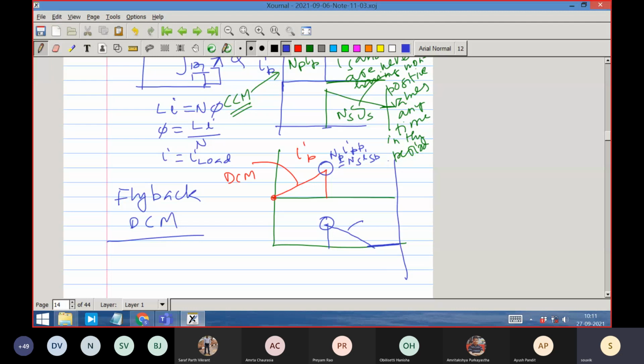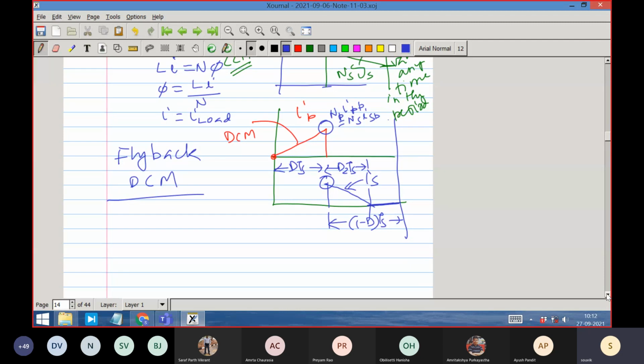This is IS and this is IP, right? So this total period is Ts, this is dTs, and this is d2Ts, the way we name it. This is just for minor clarification, because if you have understood, you could interpret that DCM would mean that it initially has to start from 0.